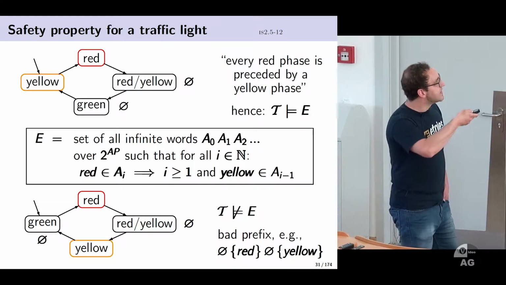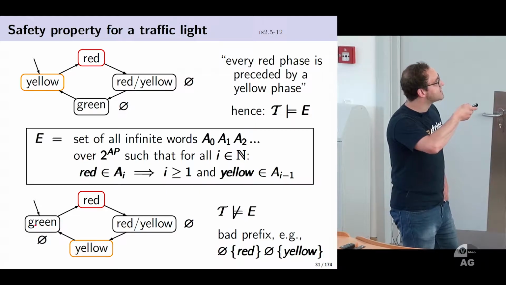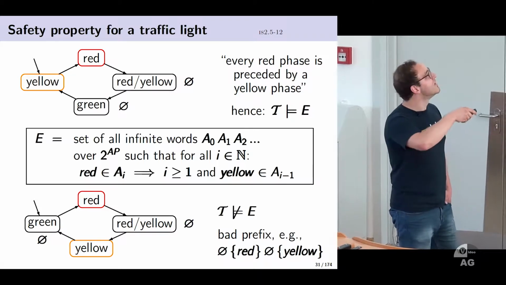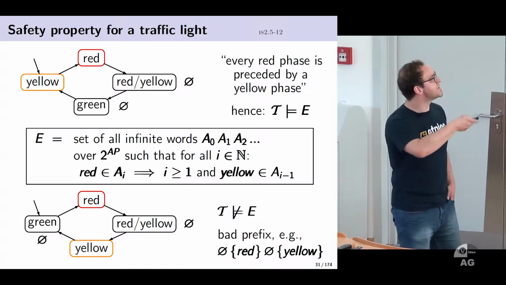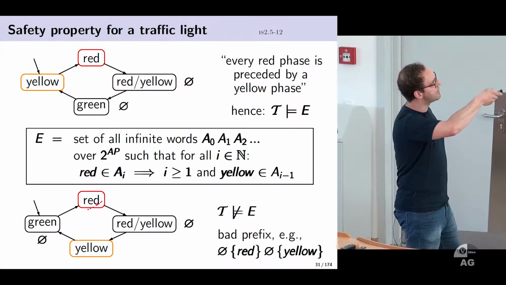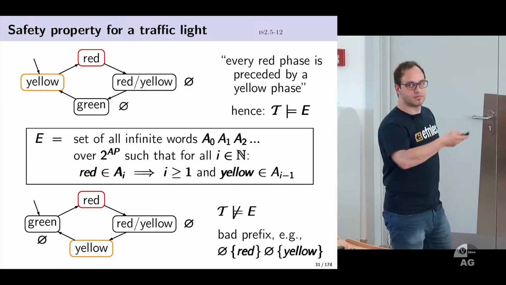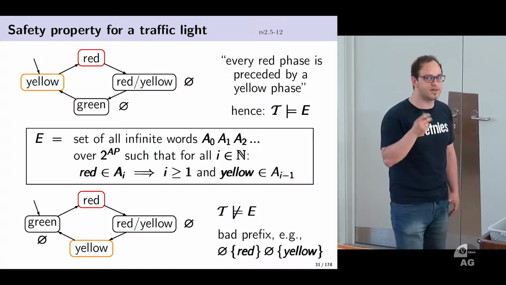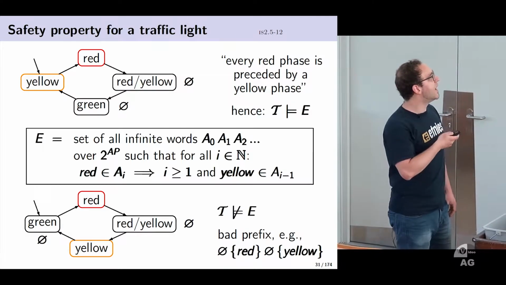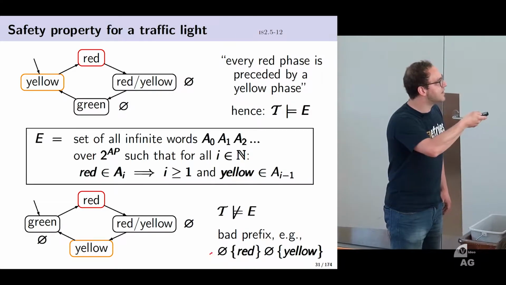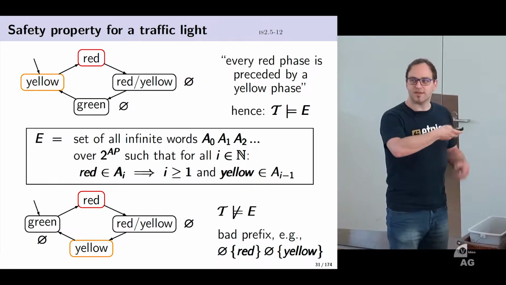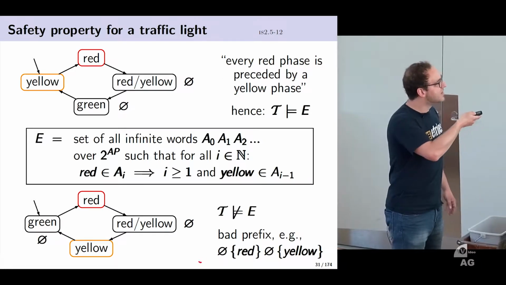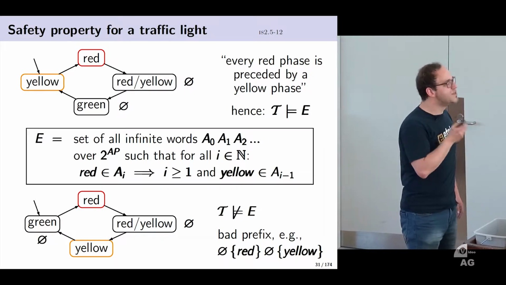But why is that? You could say it's the case because we have this prefix empty set, red, empty set, yellow in the finite traces of this transition system, right? Because we can go empty set, red, empty set, yellow. It's a finite word. It's in the finite traces of the transition system, if you recall the definitions from last lecture. And already after that prefix, it's already violated. No matter how you continue this trace, no matter how you complete it, this infinite word that you'll get out of it will not be in the property.